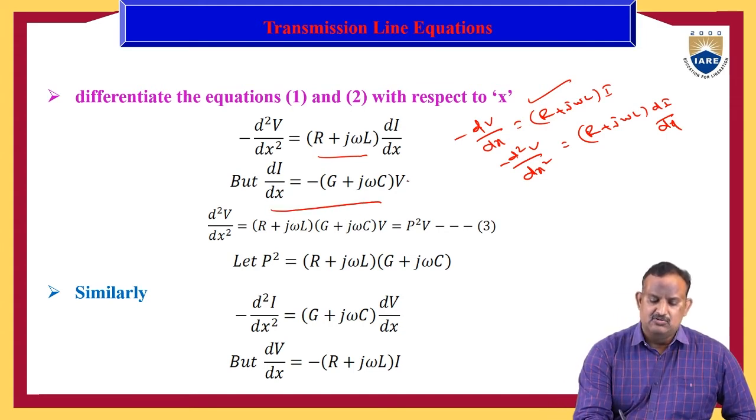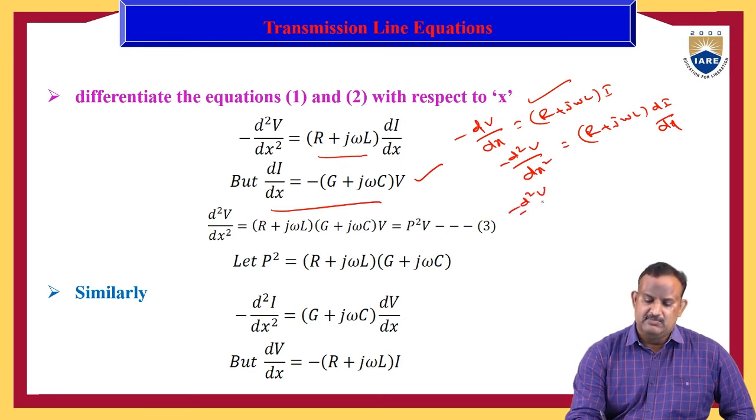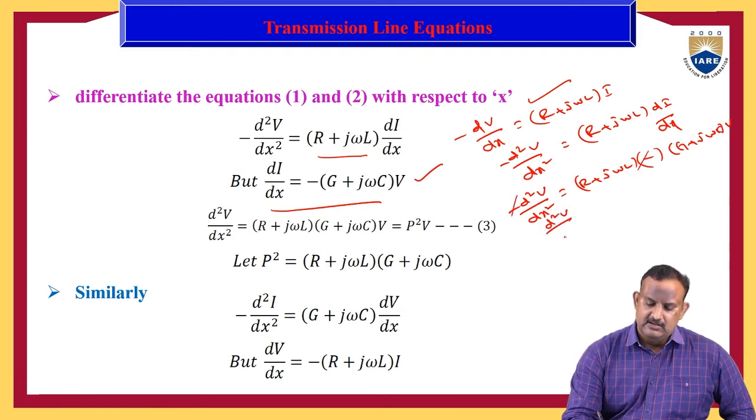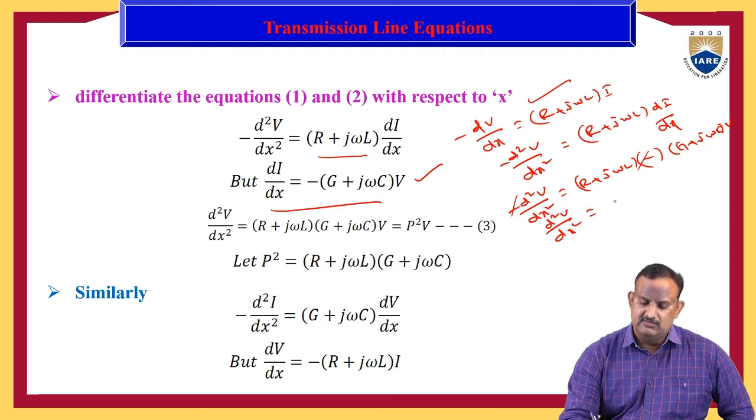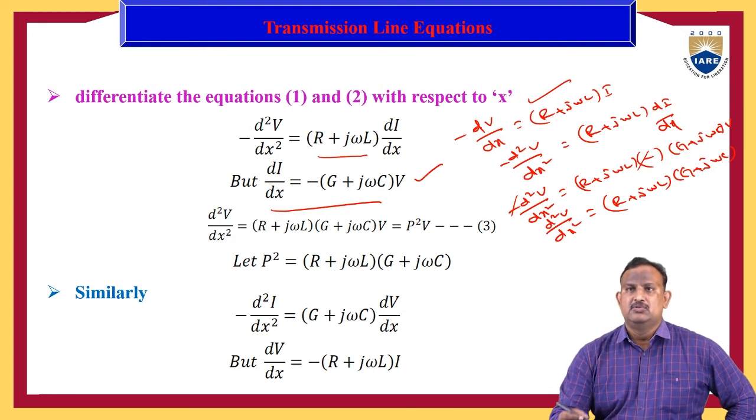But we know that dI by dx equals minus of G plus j omega C into V. Therefore, if you substitute in the equation, minus d square V by dx square equal to R plus j omega L into, in place of dI by dx, I am substituting minus of G plus j omega C into V. Minus cancel each other. d square V by dx square equal to R plus j omega L into G plus j omega C into V.